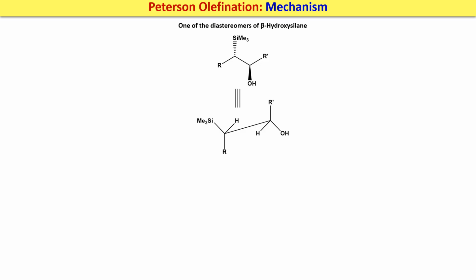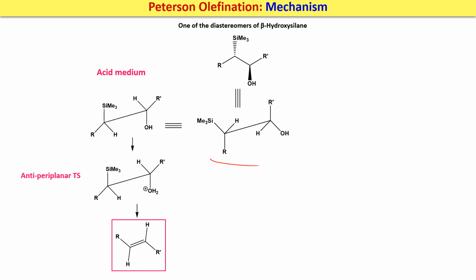Now I have chosen the first diastereomer. From the previous slide, two diastereomers were there, but I have chosen the first one. So here you can see SiMe3 and OH group are opposite to each other. Now the same molecule I can draw in this way. There is an equivalent sign, you can understand it's the same molecule. Now we will see under two different conditions what is happening, why we are getting different types of alkene, Z and E. So when it is acidic medium, suppose H2SO4 or some Lewis acid we have taken.